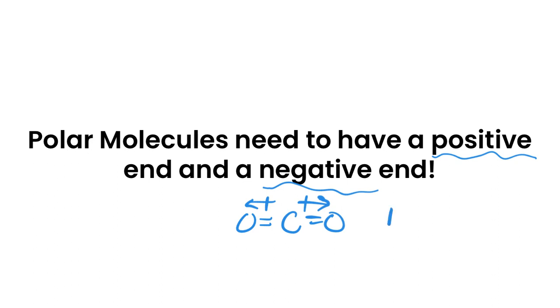If we also recall, its shape is linear. And so this is essentially a tug-of-war game that nobody is going to win, because both of the oxygens are pulling equally on those shared electrons, and no one's going to win this game. So there's no actual end that has a positive end or a negative end. Overall, both of those bond dipoles, we would say, cancel each other out, and so it's nonpolar.